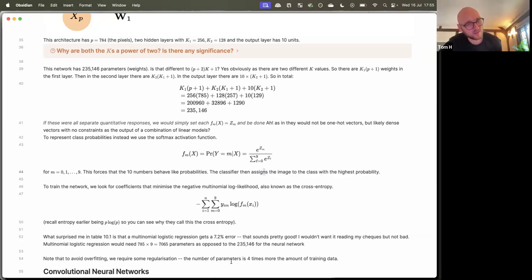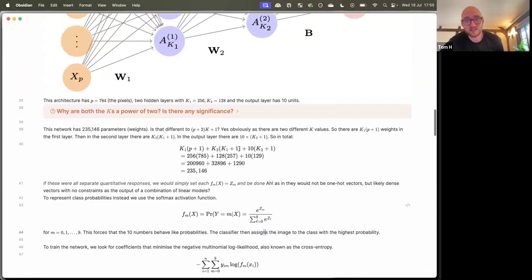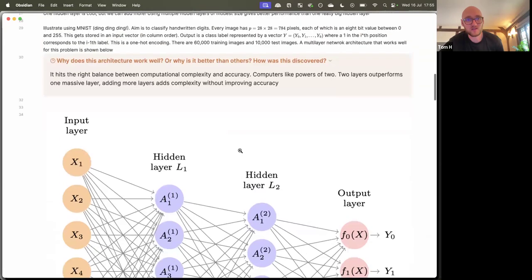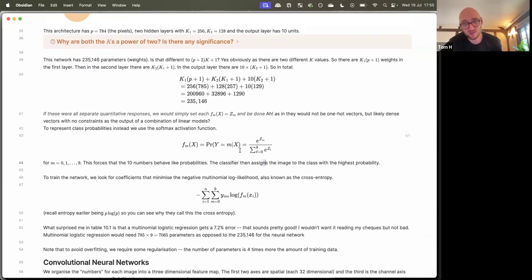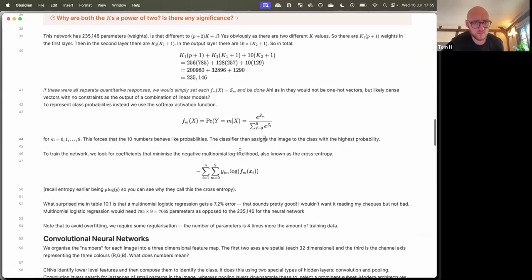That was my other feeling in the chapter, that if you don't know what regularization is, they just say we'll talk about it later quite a few times, but it doesn't really help. But yeah, your number of parameters is 4 times the amount of training data, because you've got 60,000 training images, and 240,000 parameters.